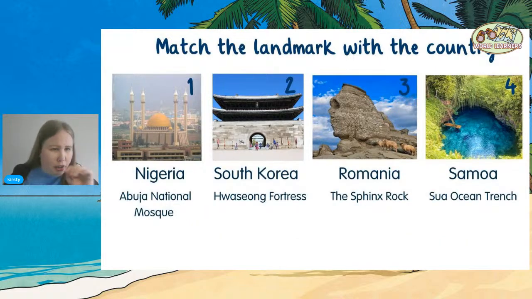Ding! There we go. So we've got Nigeria, the Abuja National Mosque, and in South Korea, we've got the Haseong-un Fortress or the Haseong-un Gate. And we've got the Sphinx Rock in Romania. Do you remember that? A naturally formed rock, and people named it the Sphinx Rock because it looked a bit like the Sphinx in Egypt. And we've got the Tosua Ocean Trench in Samoa. Well done. Phew, we did it.